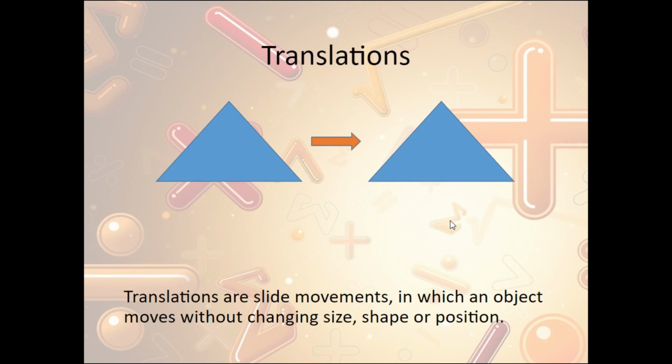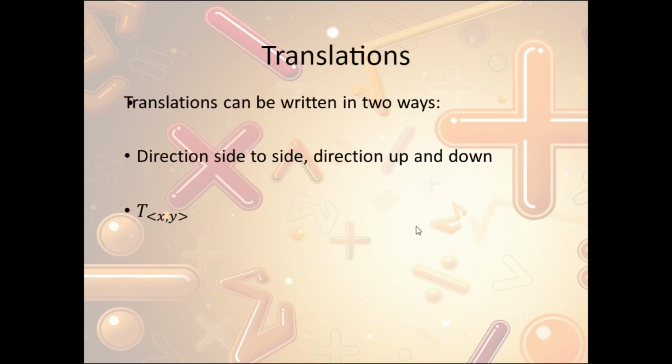Translations are slide movements, and it does not change size or shape. Notice it doesn't change direction. It doesn't flip and turn. It doesn't flip over. It doesn't rotate at all. It's exactly the same. The top stays the top, the bottom stays the bottom, the left side stays the left side, and the right side stays the right side. It just slides around.